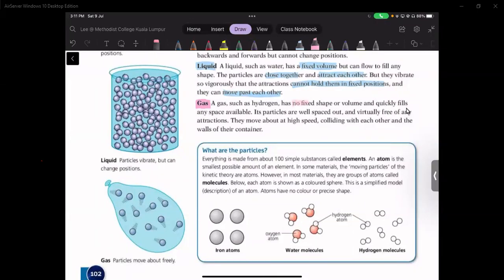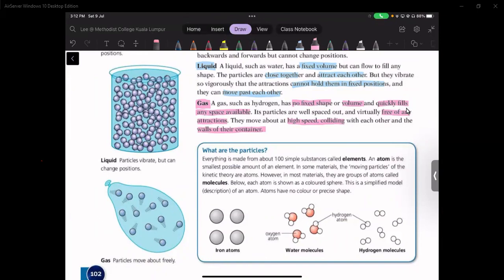So gas has no fixed shape or volume. It will quickly fill any space available. If you are the quiet, introverted kind of person and you go into a classroom, you're not going to stick yourself very close to a random classmate that you're not very close to, right? The most you say is hi, and then you go sit at your corner. So they all will stay far apart. The particles are well spaced out and virtually free of any attraction. So there's no bond or very little bond. The only difference between that and you is that the particles are moving at high speed, colliding with each other and the walls of the container.